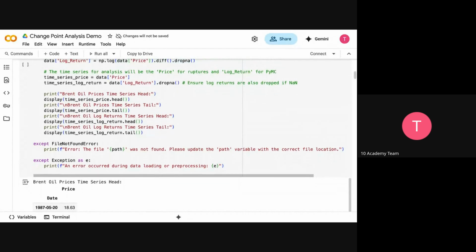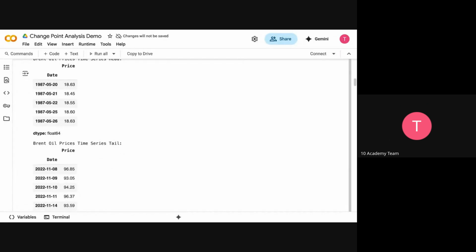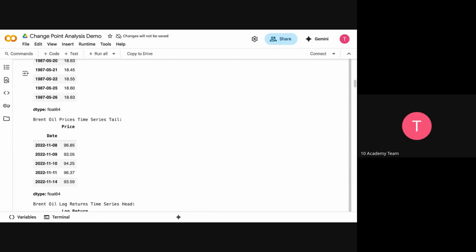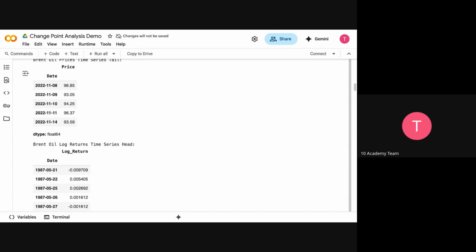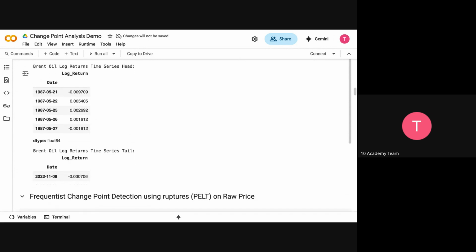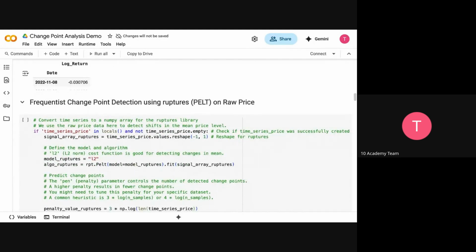Okay. So here you can see the price, actually, the first 5 or 6 rows of the data points, and here are the last 5 or 6 data points of the data. And here is the log return. This is the log return of the same data. So let's talk about the first method, which is by using ruptures.